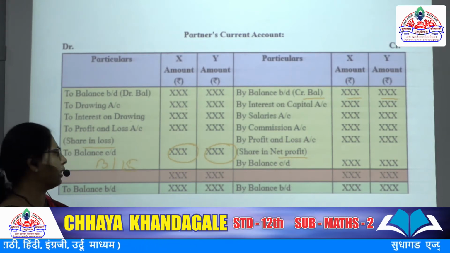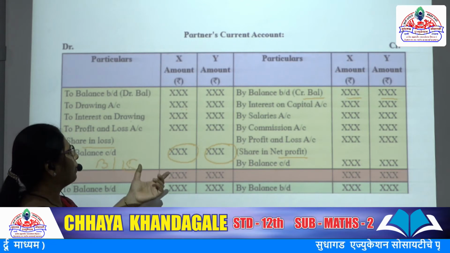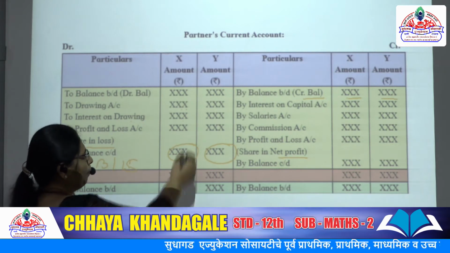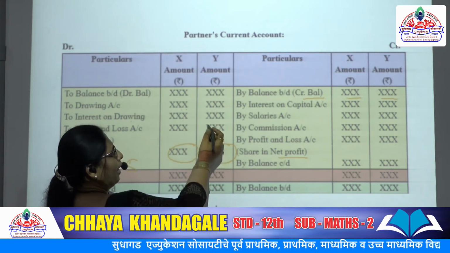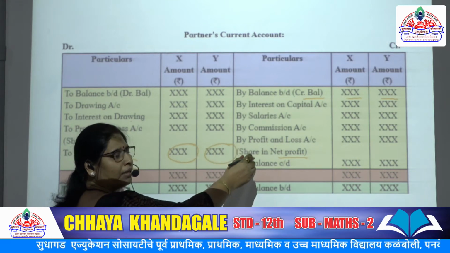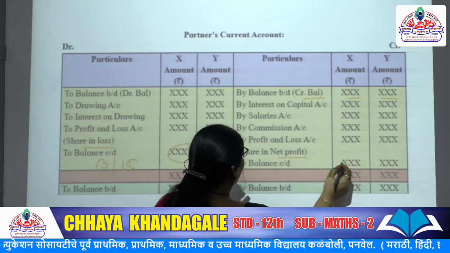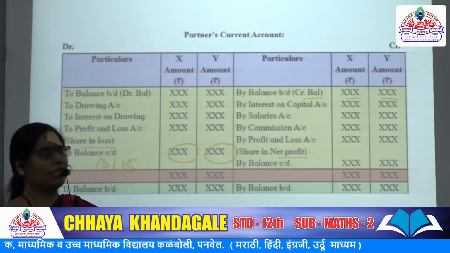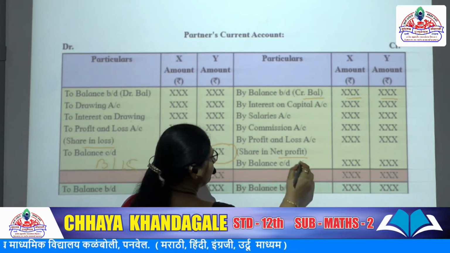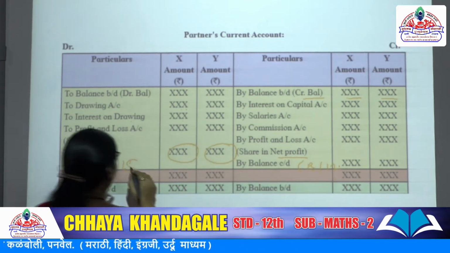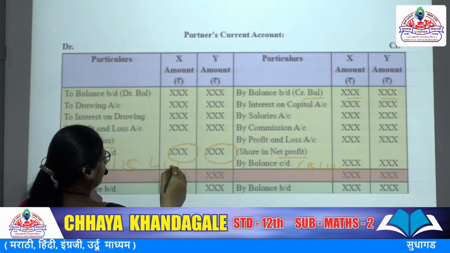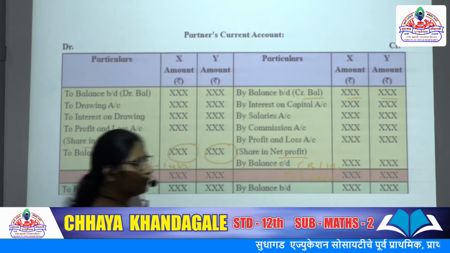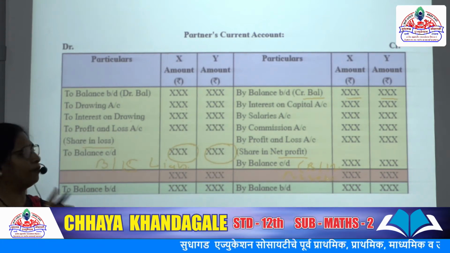We are going to mention in the balance sheet that X's current account is so much and Y's current account is so much. Is it clear? Suppose the debit side is more, meaning they have made more drawings than whatever is invested in the capital, then it will be by balance carried down. Now this balance you are going to write on the balance sheet asset side. This you are going to write on the liability side, and this on the asset side. Is it clear?